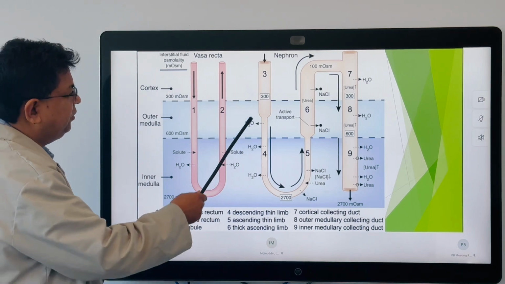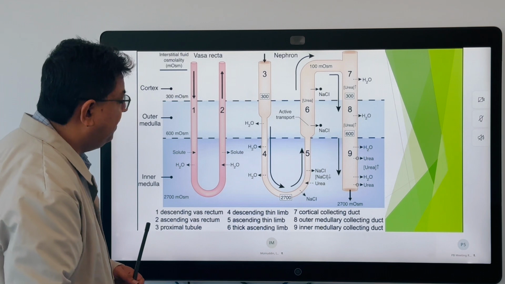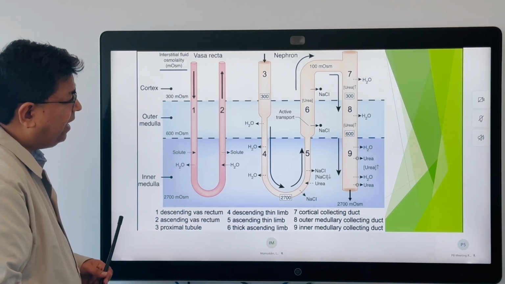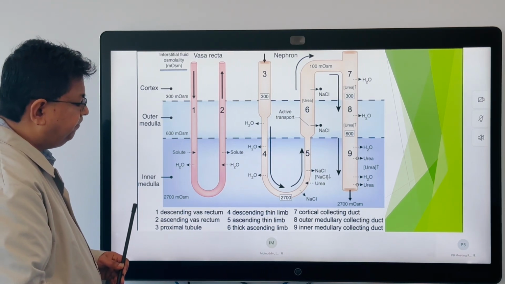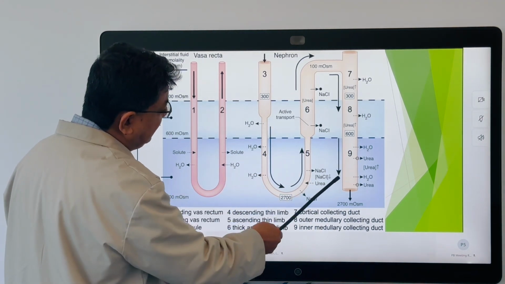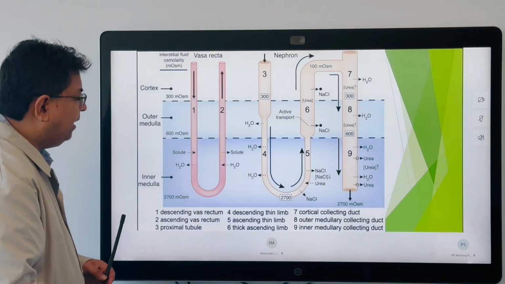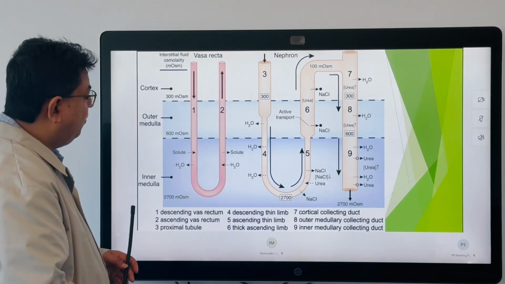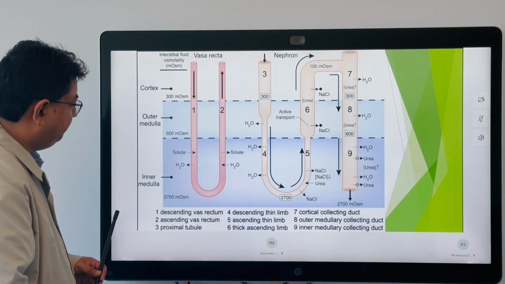As the filtrate passes through the collecting duct, water is absorbed by the action of antidiuretic hormone, which causes insertion of aquaporin channels into the membrane of the cells of the collecting duct. In the distal collecting duct, urea passively moves into the interstitium, also creating a gradient and drive for water reabsorption via the distal descending limb of the loop of Henle.